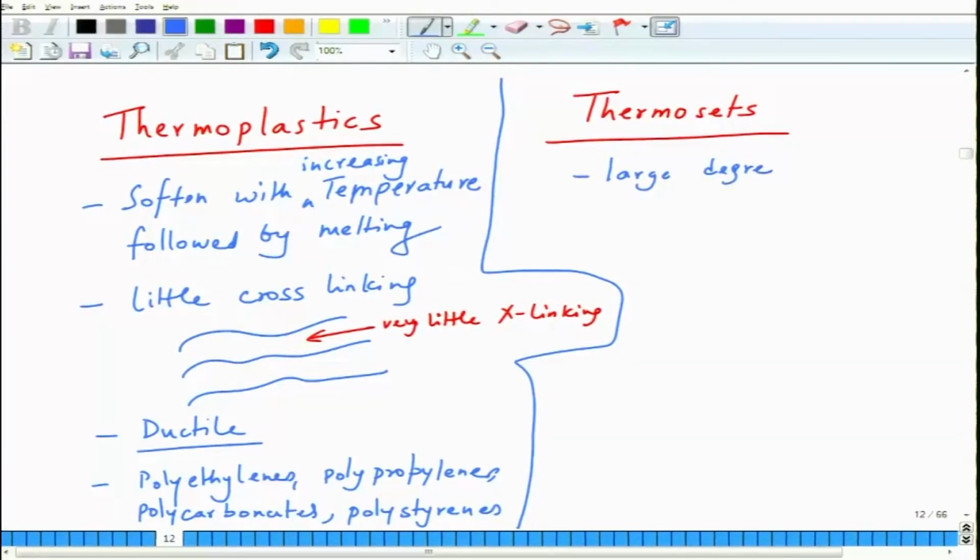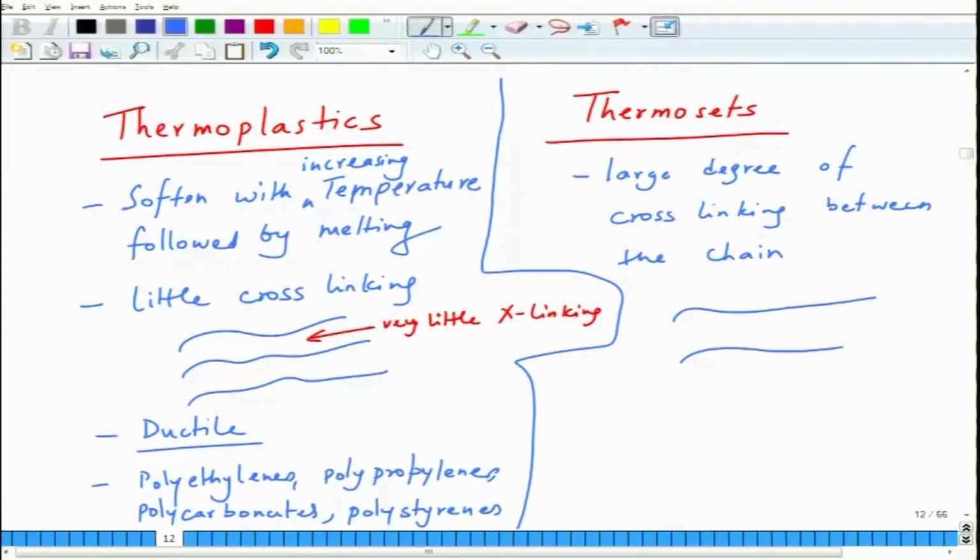a large degree of cross linking between the chains. So, the chains that you see here, they have cross linked, they are linked by some other branches. So, these branches, as a result they are rigid.